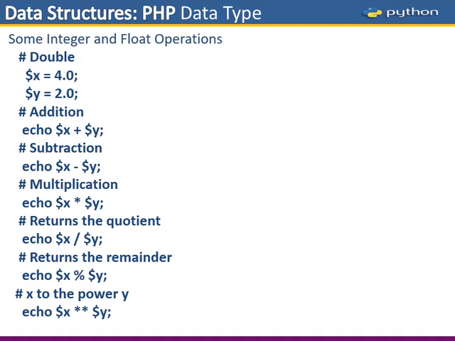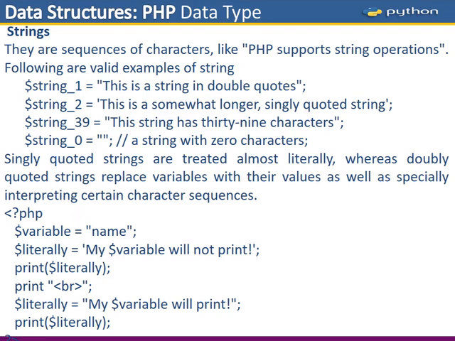So we have the double, the value assigned for double, and for addition, echo output. We have the subtraction, the multiplication, the return quotient, the return remainder, and the exponent, the power. So you go and study that.